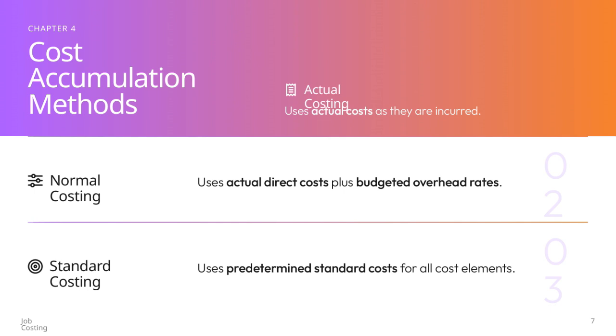Next is normal costing. This method combines actual direct costs with overhead applied using budgeted or predetermined rates. It helps smooth out overhead costs by using estimates rather than waiting for actual overhead figures. Finally, standard costing uses predetermined standard costs for all elements, including materials, labor, and overhead. This approach simplifies cost tracking and makes it easier to identify variances between expected and actual costs. Understanding these methods is key to choosing the right approach for job costing, ensuring accurate and efficient cost management.